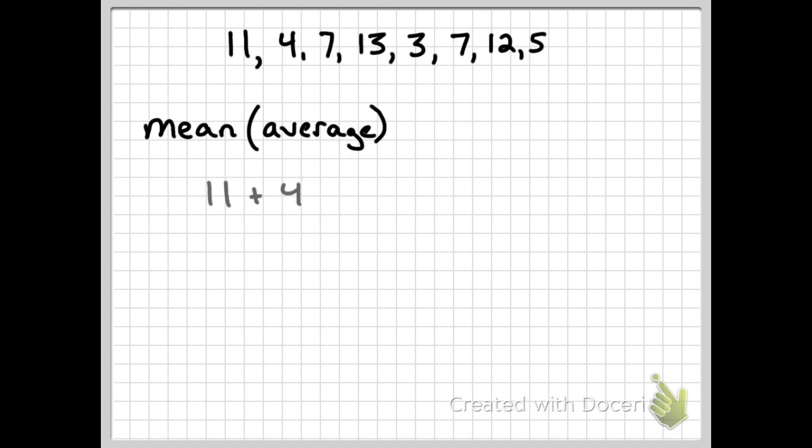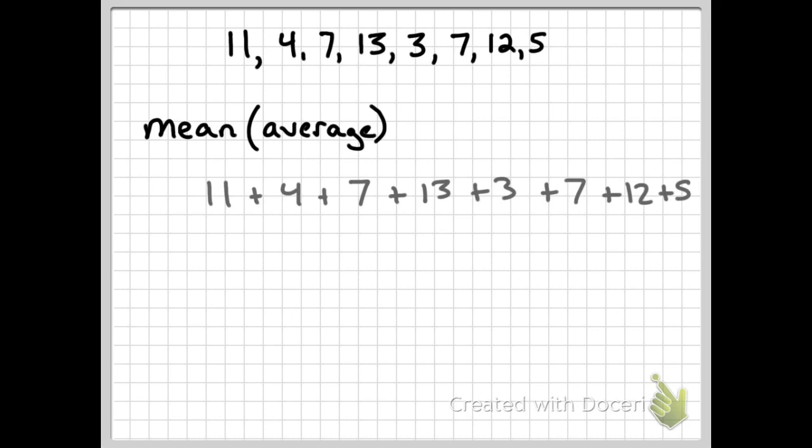11 plus 4 plus 7 plus 13 plus 3 plus 7 plus 12 plus 5. It doesn't matter what the order of the numbers is when you add these. In some cases, order is important, but for the average or the mean, that's actually not the case. So we're going to go ahead and add these.